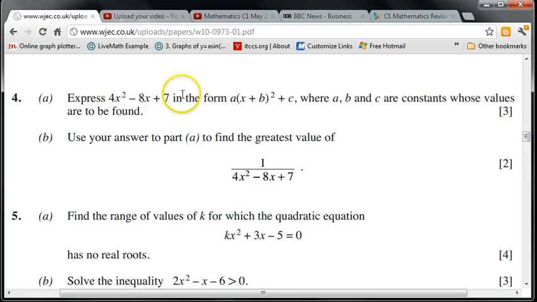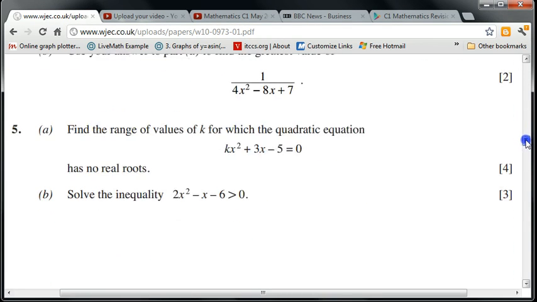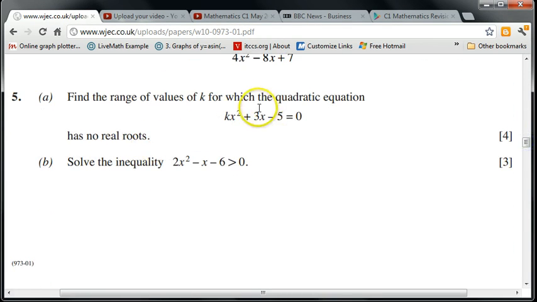Question 4, this is nice. And then the greatest value of this, yeah, no problem. Completing the square sort of thing. Yeah, number 4 is no problem, bread and butter question, so that's good there. No real roots, quadratic, yeah, discriminant, again, that's going to be fairly easy. We can factorize this, so 5 is a good one as well.